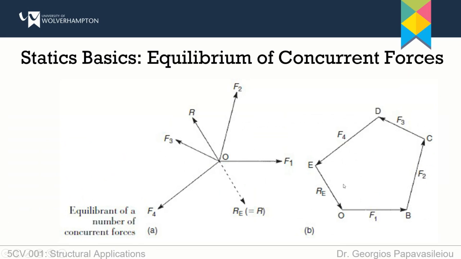If you do so, for example, here you can see F1, F2, F3, and F4. So this one, RE, is the equilibrant. If you start from point O and end at point E, you would get the resultant. This is the method that you would use for the resultant. If you try to close this shape, you will get the equilibrant force.